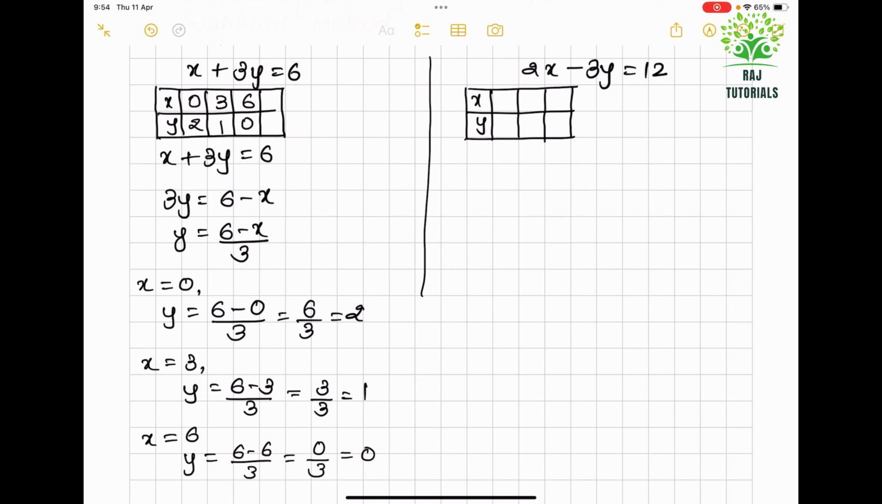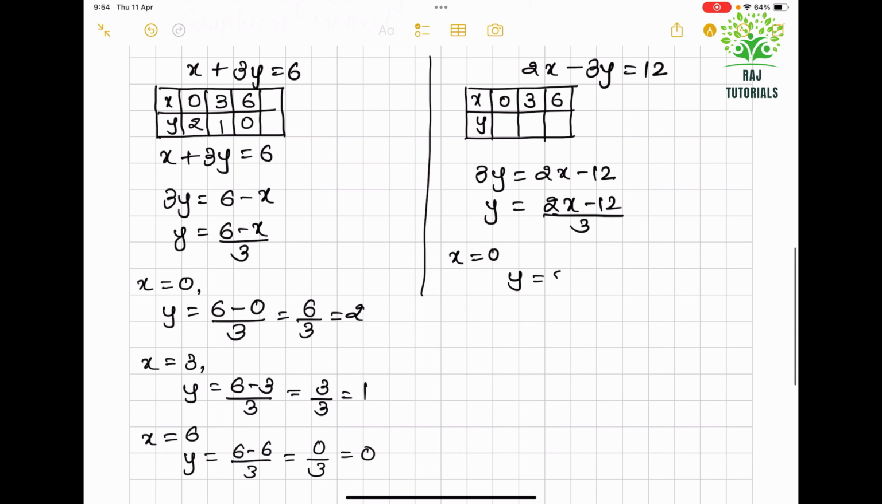And in the same way I am doing it for the second equation also. Here also I am making 3y alone, so I will get 2x minus 12. Here also I am taking the same values, 0, 3 and 6. Now y will be (2x minus 12) upon 3. Taking x as 0, y will be (2 into 0 minus 12) by 3, that is minus 12 by 3, so that is minus 4. So I got 0 and minus 4 as the first point.